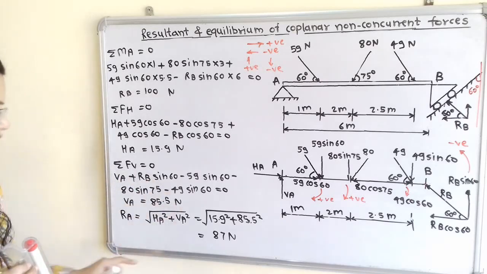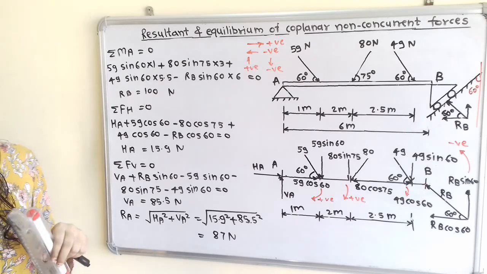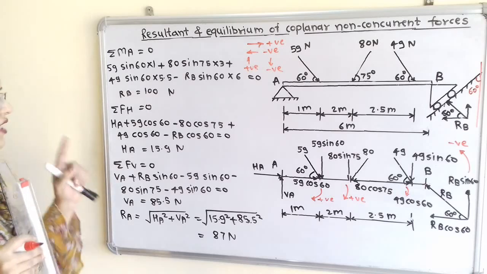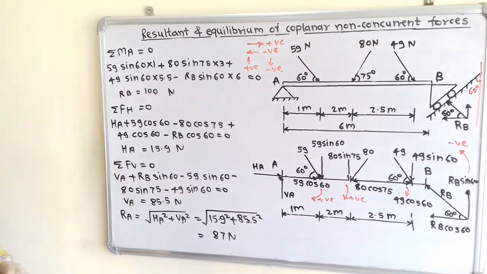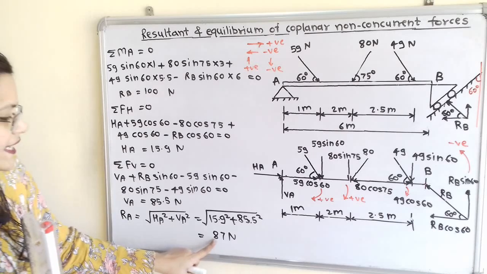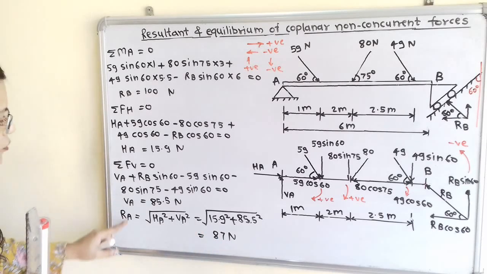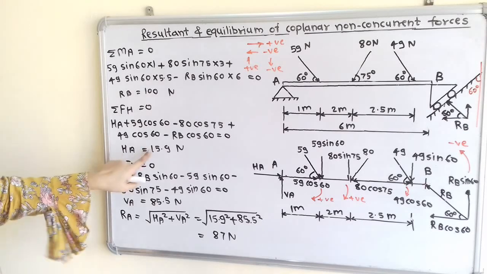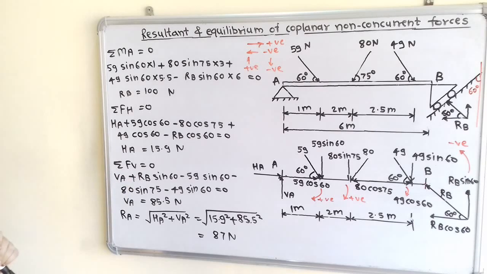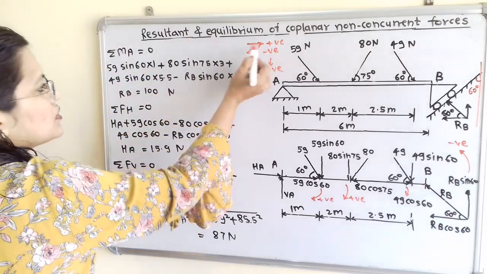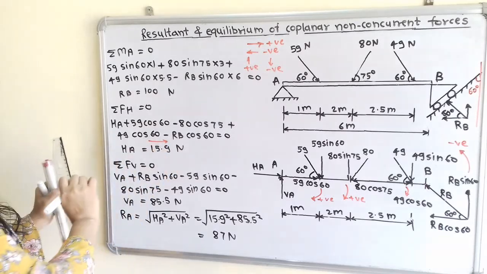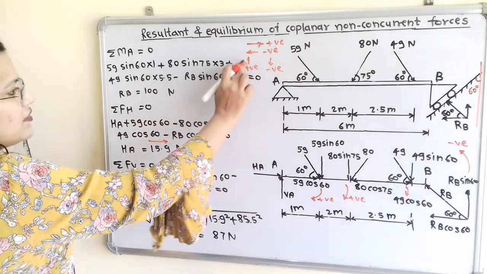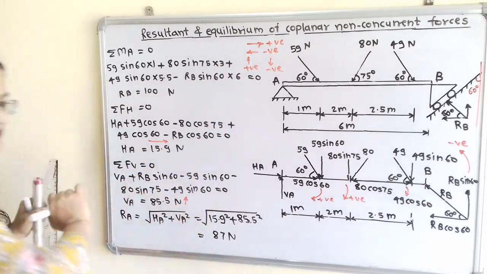Now when we solve for HA and VA, we can calculate the resultant R. The magnitude of the resultant R is the square root of HA squared plus VA squared, which is equal to 87 Newton. Now this is about the magnitude. What about the direction? HA has a positive magnitude, and for a positive value the direction is towards the right hand side. VA also has a positive magnitude, and for a positive sign the direction is upward.